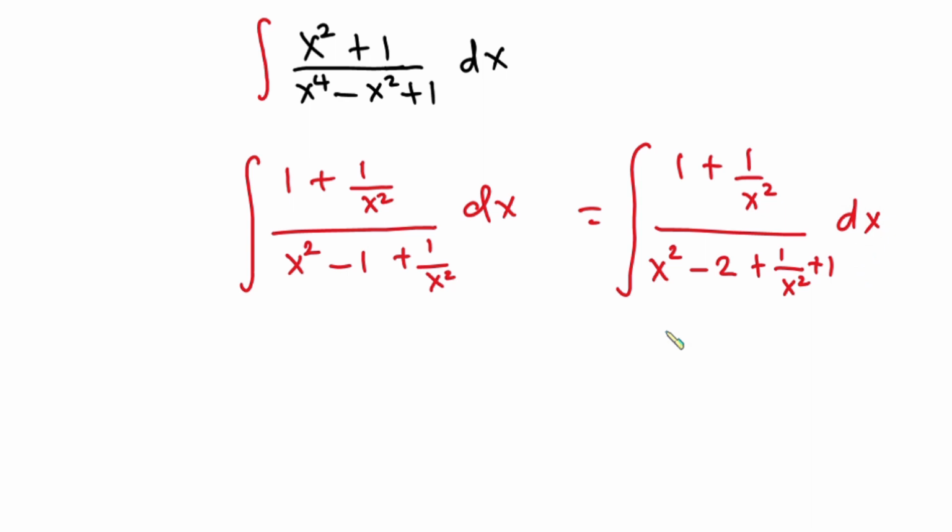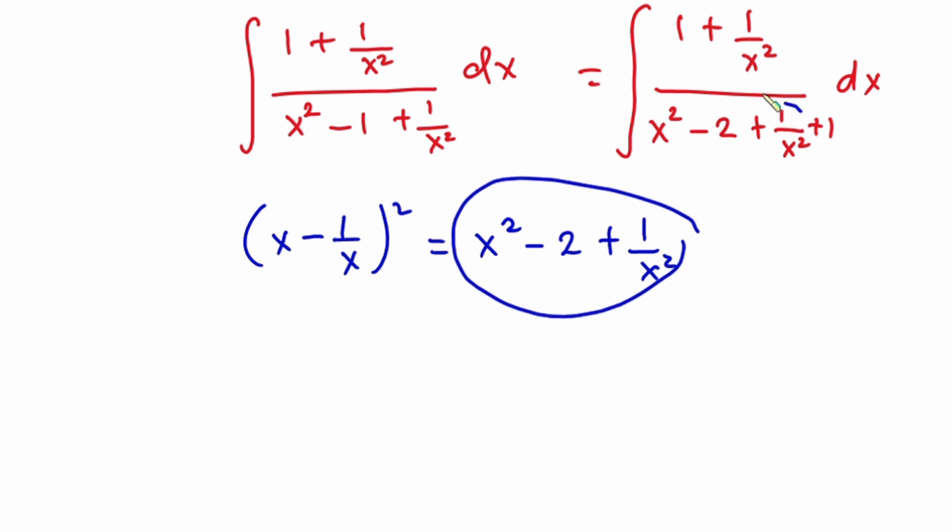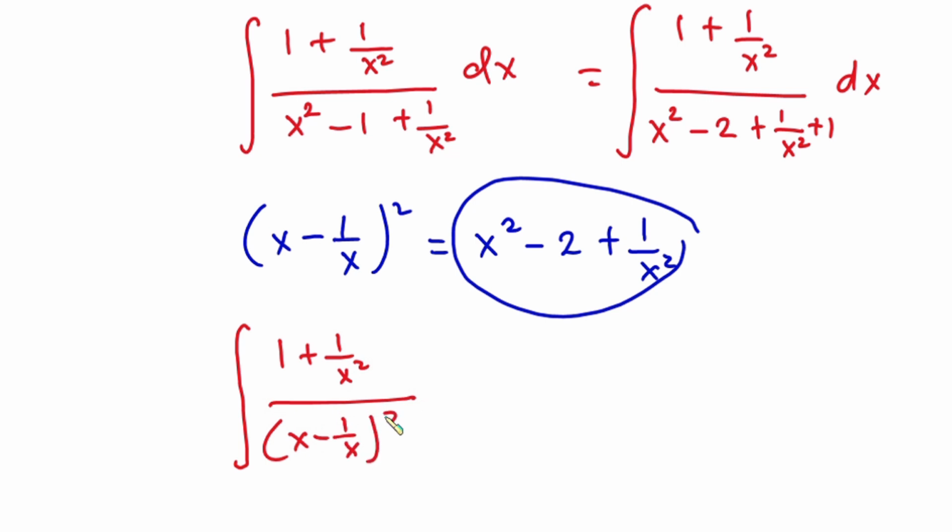Then dx. Awesome. Now if we have x minus 1 over x all squared, expanding this we have x to the second power minus 2 plus 1 over x to the second power. If you look at this whole thing, it is the same as what is here. So in place of this, we are going to put this. So we have the integral of 1 plus 1 over x to the second power divided by x minus 1 over x all to the second power plus 1 dx.